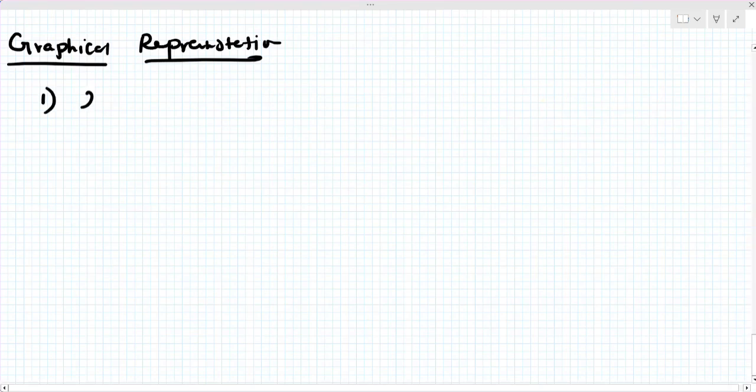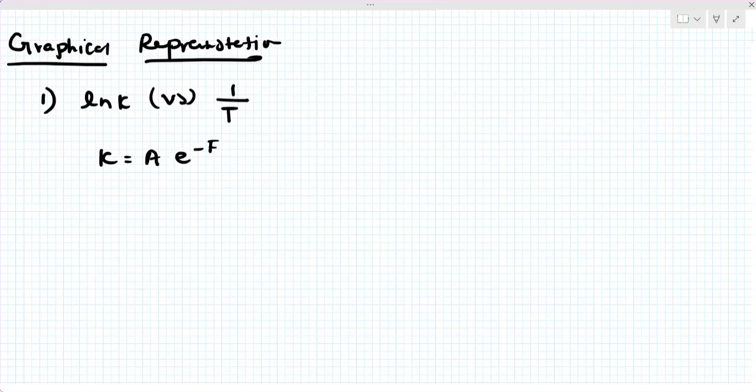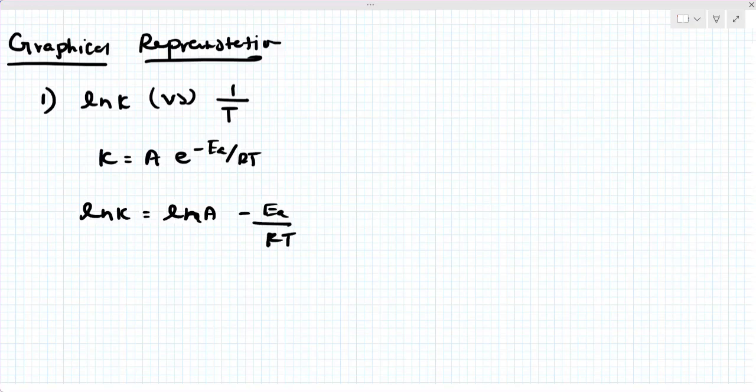ln k versus 1 by T. What is the formula? k is equal to A e to the power minus Ea by RT. Take ln on both sides. ln k is equal to ln A minus Ea by RT. The ln and e power cancel. Now this is Y, and 1 by T is X.